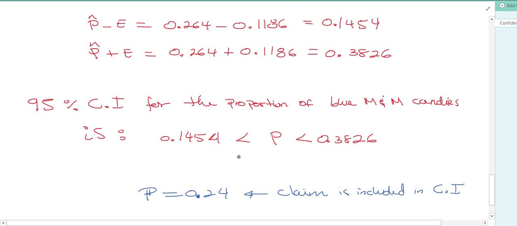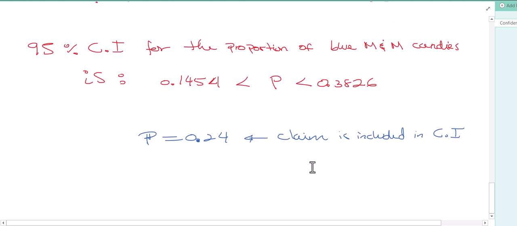So what we just found is that, yeah, the company could be right. With 95% confidence, we can say that the true proportion of blue M&M candies contained in a regular bag is between, what would you say, 15% and 38%. So 24% is very plausible. So the company claim is very likely to be correct. So that's essentially what a confidence interval is telling us.